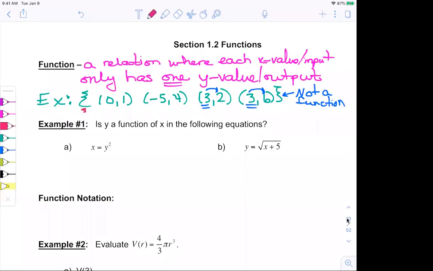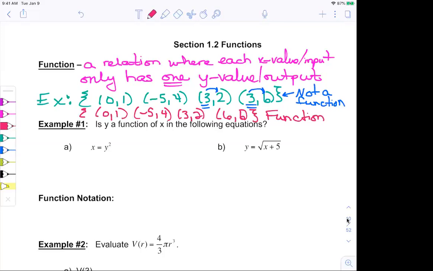I could create another one. I could still use 0, 1, negative 5, 4, 3, 2, but maybe change it to 6, 6. Then it is a function, because each x has exactly one y. So a function exists when each x is paired with one y value. So that's just looking at it as a simple set of points.